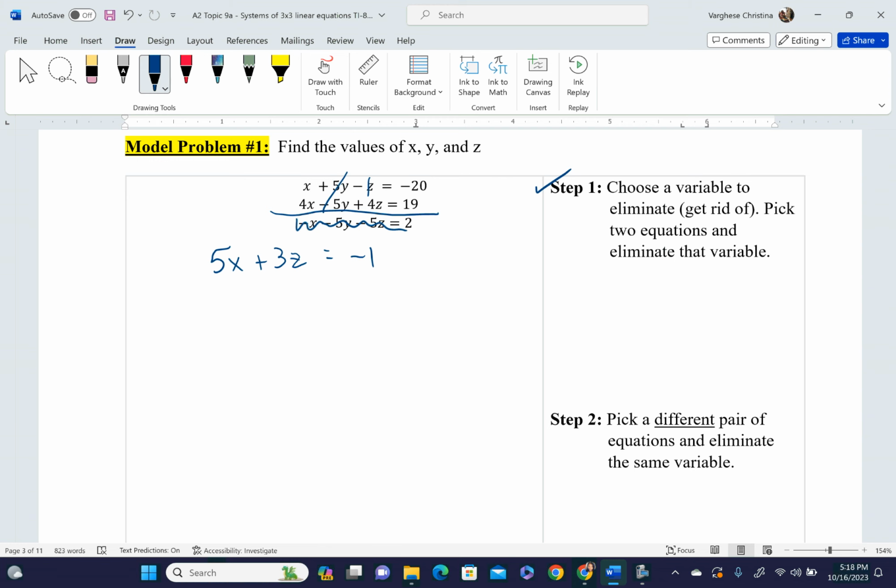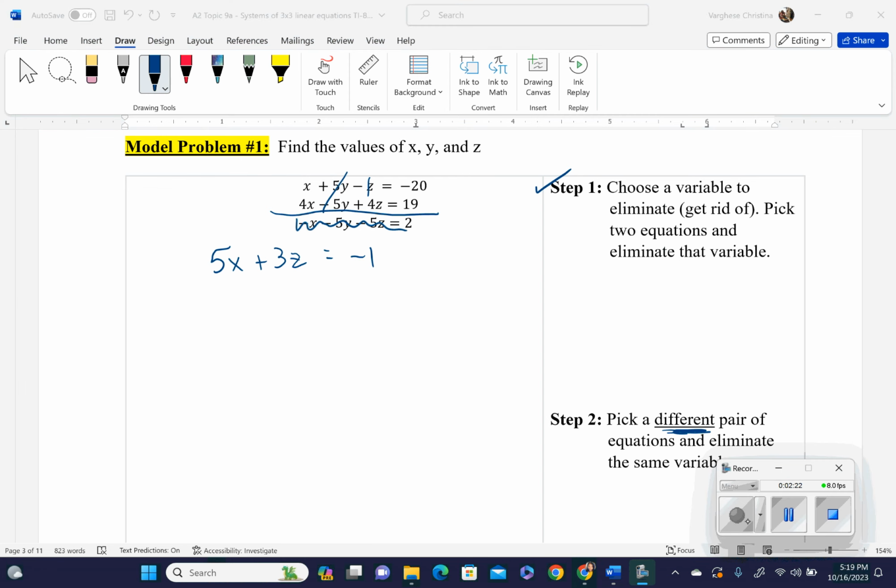Okay, that's step 1. Step 2, now we got to pick a different pair, so I can't pick 1 and 2 anymore. Hold on. All right, sorry, my Alexa was about to interrupt me.